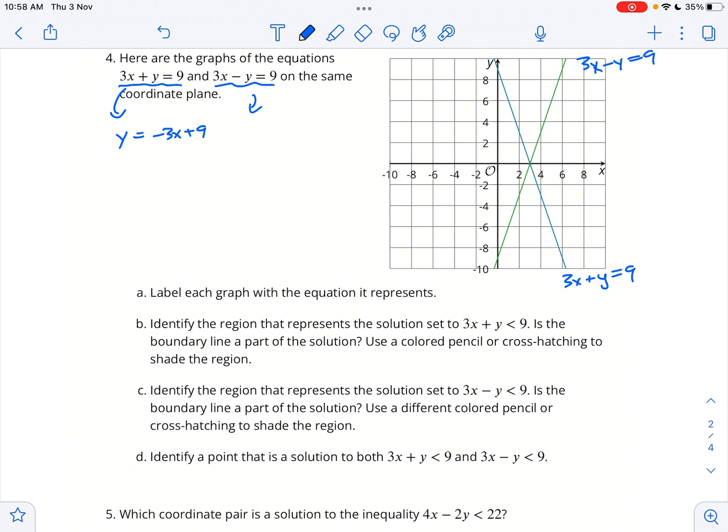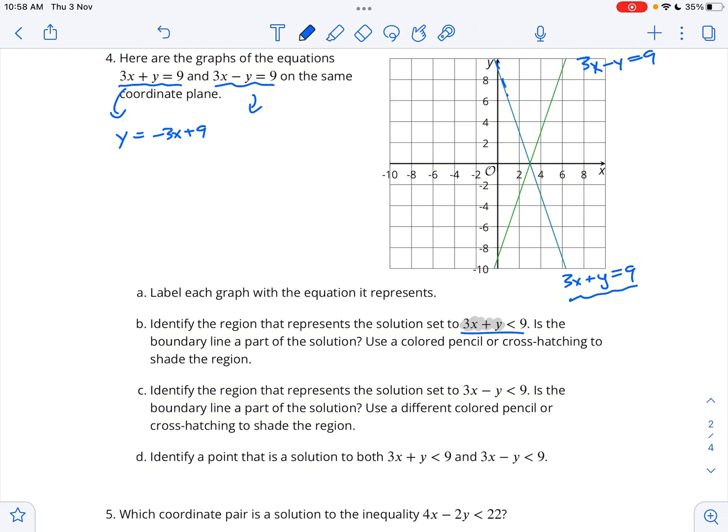Identify the region that represents the solution to 3x plus y is less than 9. So I'm looking at this one, but I'm changing that equals to an inequality. I need to figure out which region I'm going to shade, and is the boundary line part of the solution? First of all, the boundary line is not going to be part of the solution because I don't want 3x plus y to actually equal 9.